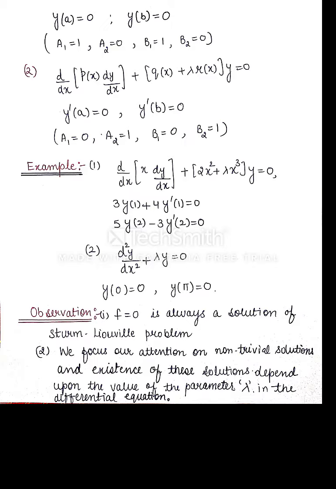Sturm-Liouville boundary value problem. Now consider the second example where the differential equation is d^2y/dx^2 + lambda y = 0 and the boundary conditions are y at 0 is equal to 0 and y at pi is equal to 0. So this second example falls under category 1. I have given these as two special cases of the Sturm-Liouville boundary value problem.